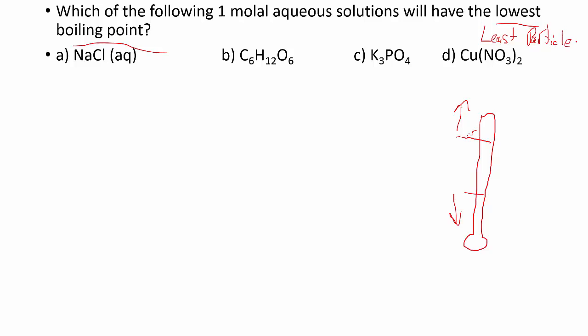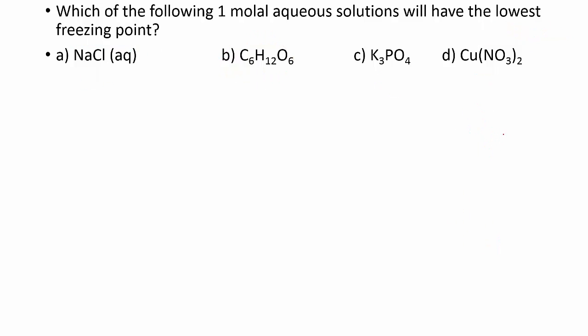And hey, wouldn't you know it, it's the same stuff as before. I got 2, 1, 4, and 3. Which one is going to give me the least particles? The C6H12O6, the sugar.